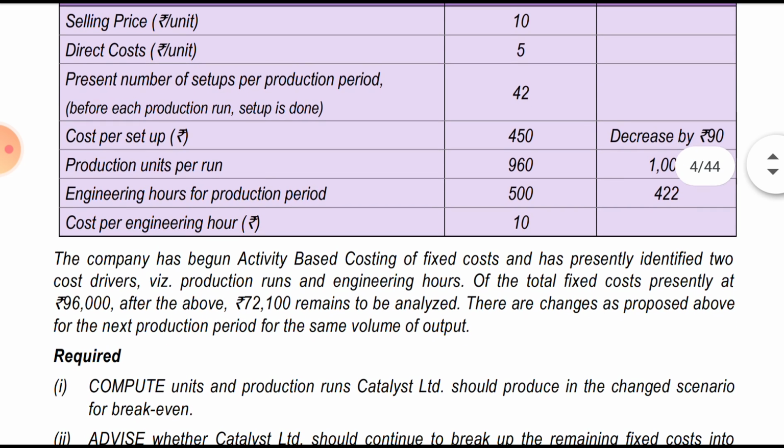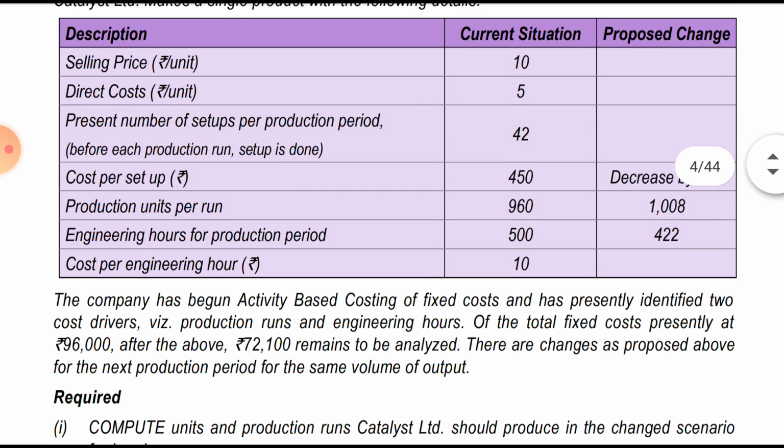Now what they have given further is, the company has begun the activity based costing of the fixed cost and presently identified two cost drivers: production run and engineering hours, of the total fixed cost presently at 96,000. After the above, 72,100 remained to be analyzed. Okay, these are still remaining to be analyzed. There are changes as proposed above for the next production period for the same volume of output. So we have to keep the volume of output the same.